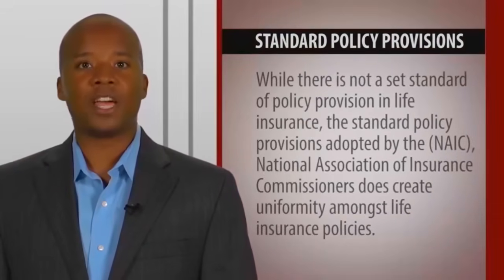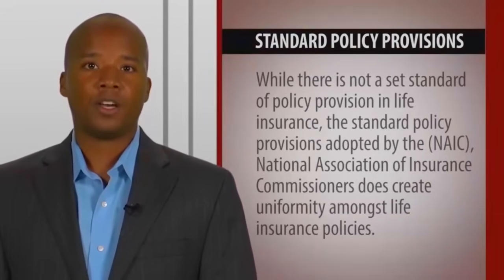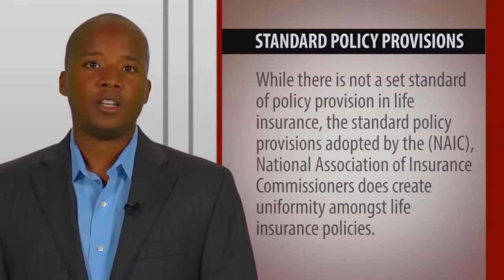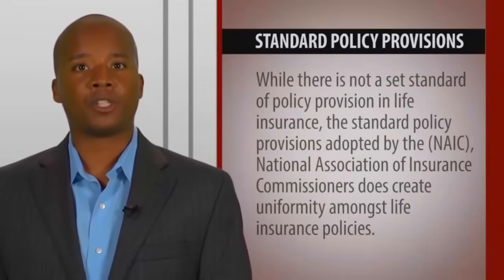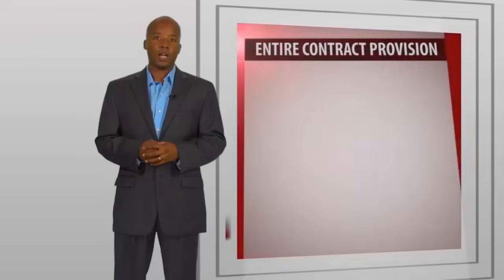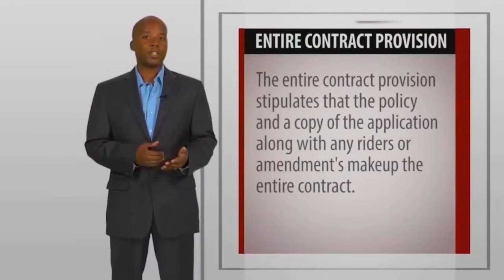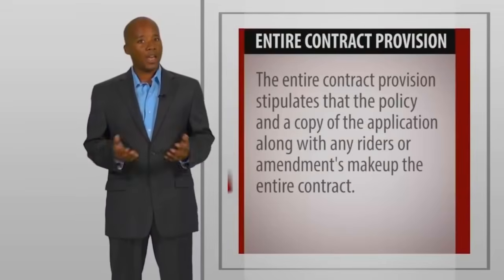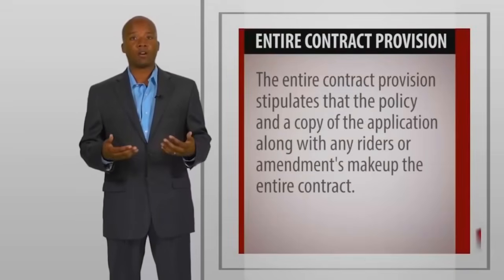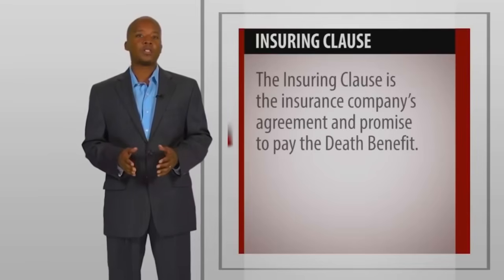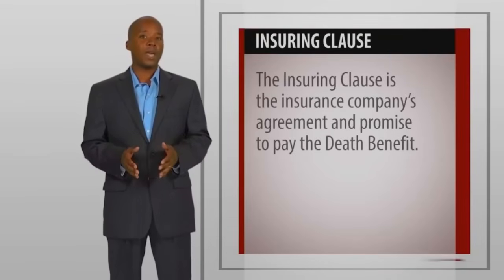Standard policy provisions. While there is not a set standard of policy provisions in life insurance, the standard policy provisions adopted by the NAIC, National Association of Insurance Commissioners, do create uniformity amongst life insurance policies. Entire contract provision. The entire contract provision stipulates that the policy and a copy of the application, along with any riders or amendments, make up the entire contract. Insuring clause. The insuring clause is the company's agreement and promise to pay the death benefit.